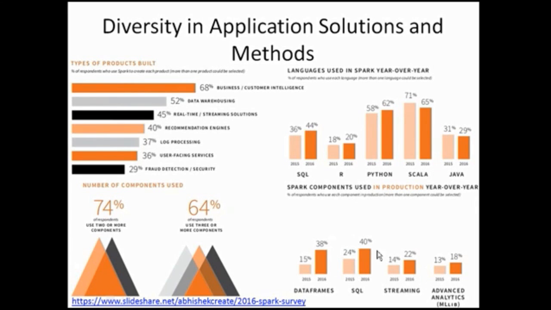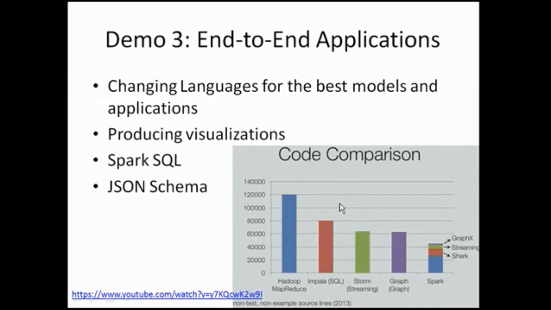So the third demo is the end-to-end application, and I will be showing you how to change languages to find the best models and applications, producing visualizations, Spark SQL, and JSON schema. In this graphic, basically the blue, red, green, and purple go into the same Spark bar chart.